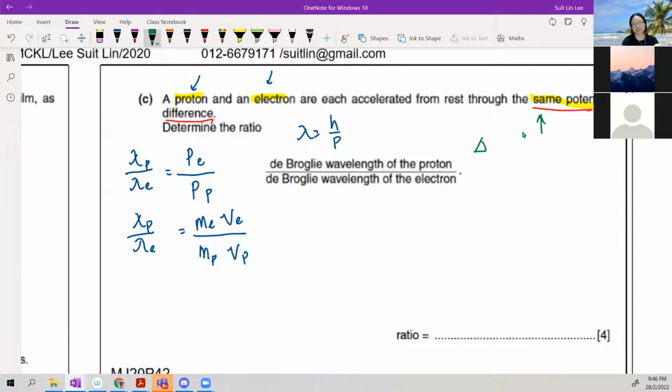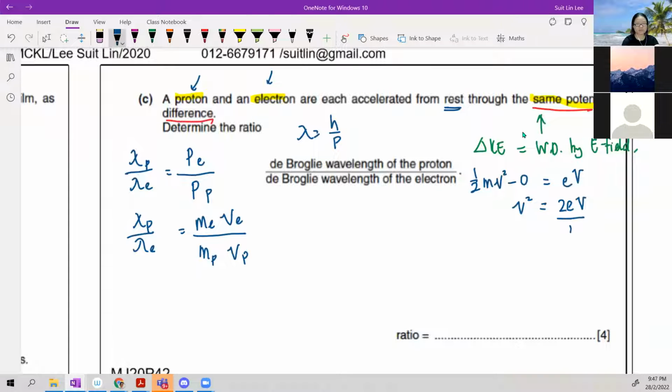I can say that the change in kinetic energy is equal to the work done by the electric field. So the change in kinetic energy, which will always be from rest, if not, the equation cannot ratio nicely, will be half mv squared minus 0. And work done by the electric field is QV. But this is an electron anyway, so this is E. So what I have now is v squared is 2EV over m.